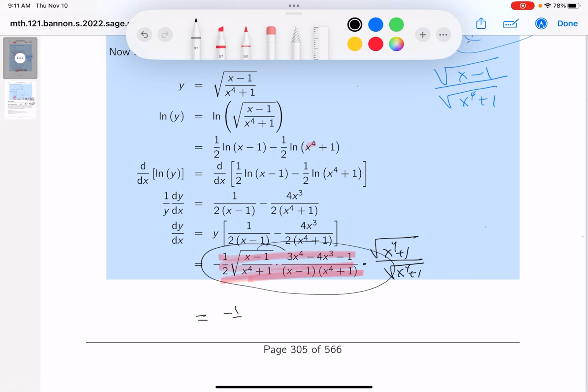If you did it, though, what would you get? You would get minus 1/2. Let's be careful here. What do you get on bottom? Well, let's see. You get (x - 1). Then you get (x^4 + 1). There would be actually 2 factors of that now. What do you get in the numerator? Well, a little complicated. You get the root of (x - 1) times (x^4 + 1) times that polynomial, 3x^4 minus 4x^3 minus 1.